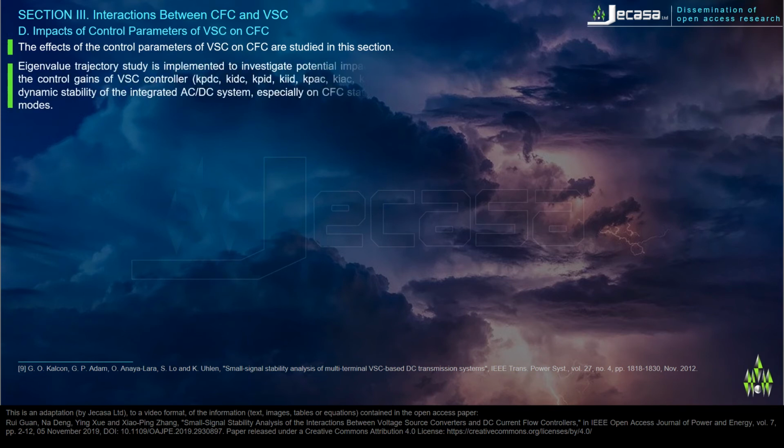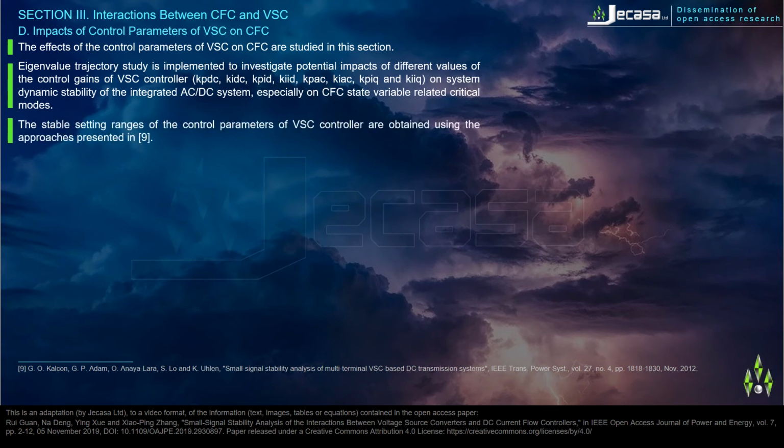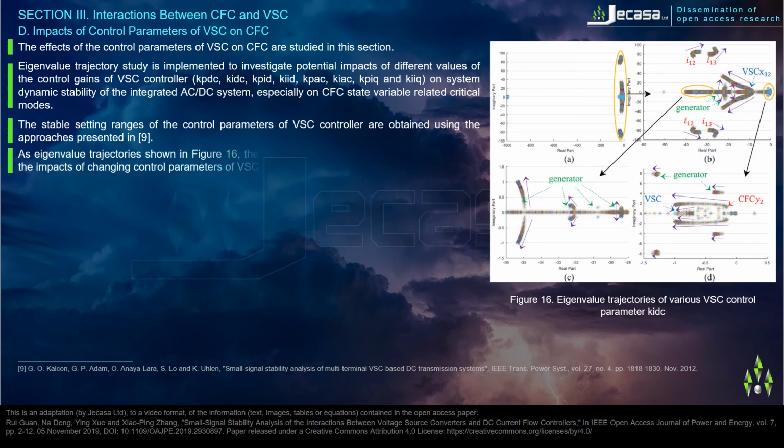Eigenvalue trajectory study is implemented to investigate potential impacts of different values of the control gains of VSC controller, KPDC, KIDC, KPID, KIID, KPAC, KIAC, KPIQ and KIIQ, on system dynamic stability of the integrated AC-DC system, especially on CFC state variable-related critical modes. The stable setting ranges of the control parameters of VSC controller are obtained using the approaches presented in reference 9. As eigenvalue trajectories shown in Figure 16, the movements of critical conjugate pairs present the impacts of changing control parameters of VSC on CFC-related modes.